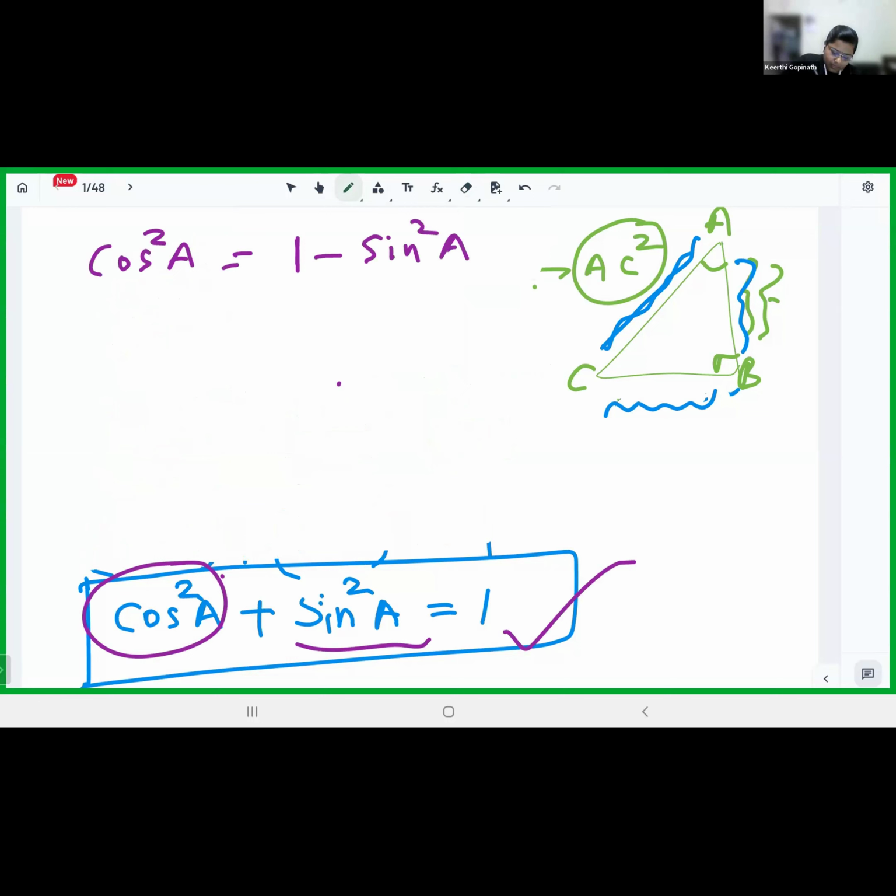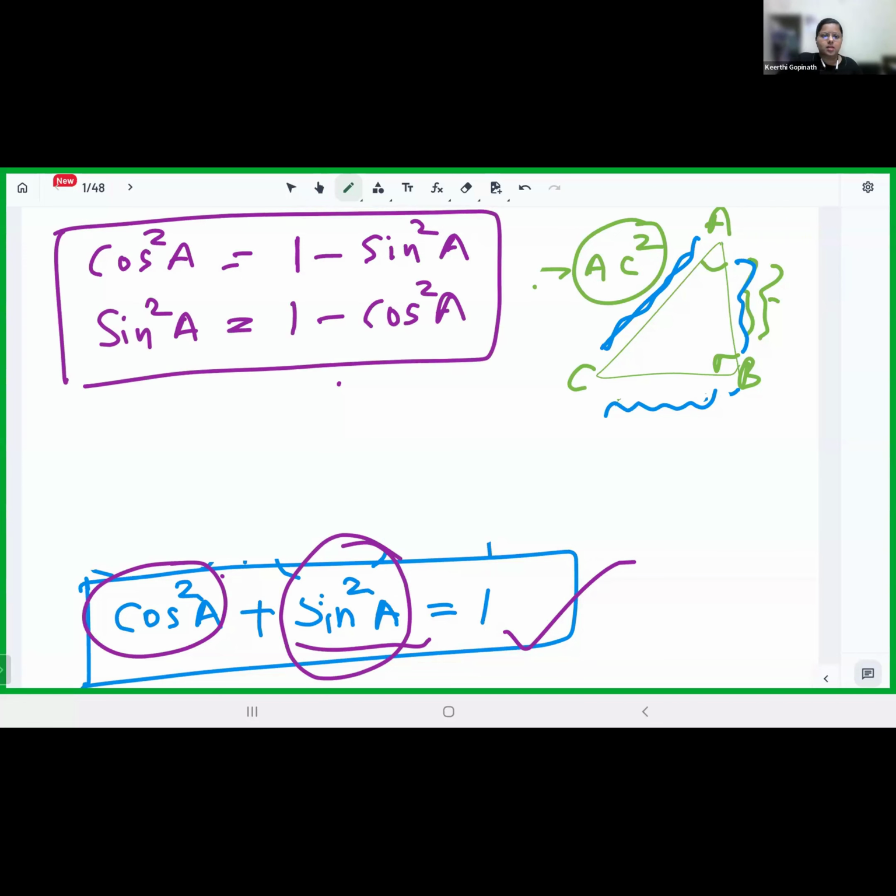Now, I'm keeping the sin square here itself and taking cos square to the other side. So what is sin square A? Sin square A is equal to 1 minus cos square A. Okay, so we obtained three identities. You just study this identity, and from this you can automatically get the other values, cos square A and sin square A. Now we are moving on to the second identity.